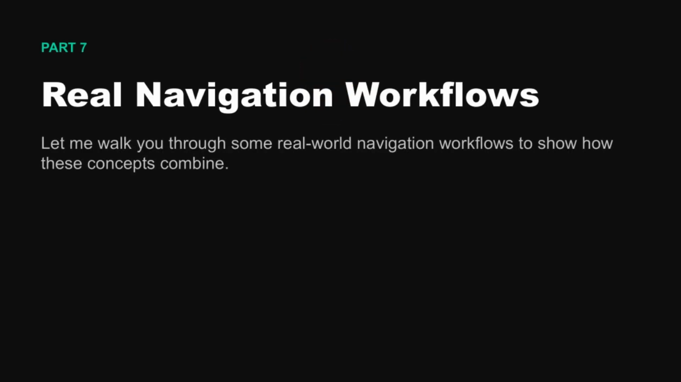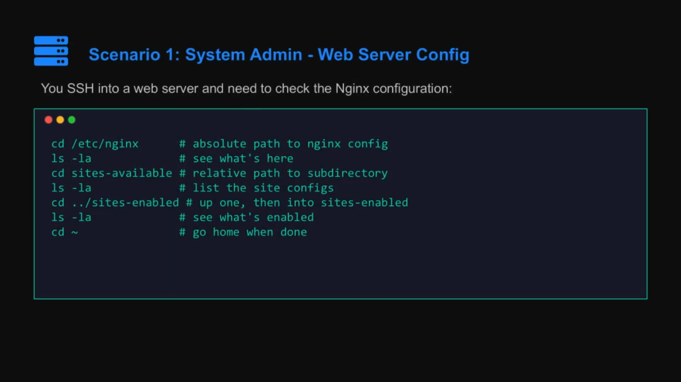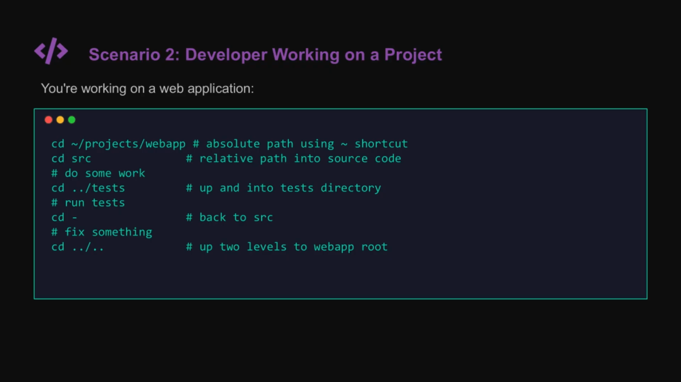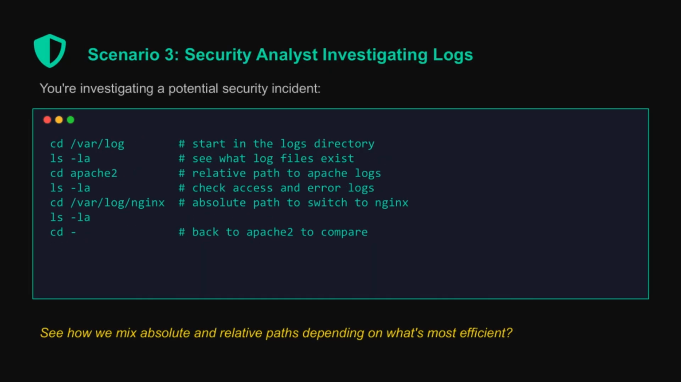Let's just think of a few navigation workflows to show how these concepts combine. Say you're a system administrator checking a web server configuration. You SSH into a web server and need to check the configuration there, and you can see in this example how you would do that. You're a developer working on a project, and you're working on a web application. Here's an example for you. You might be a security analyst investigating logs. So take a look at this example for investigating a potential security incident.